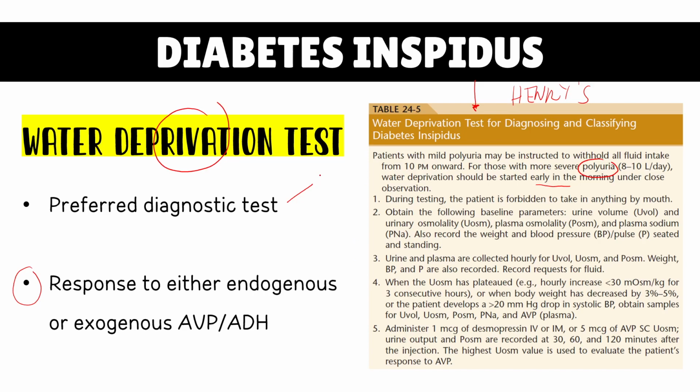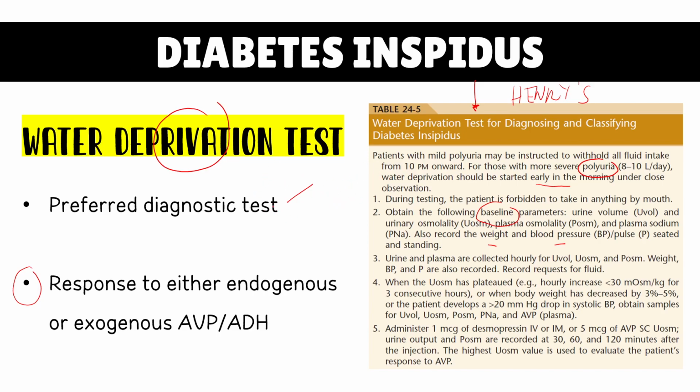And of course, we need to get a baseline. So, kunin yung volume ng urine and osmolality, even your plasma osmolality, and including your plasma sodium, and then record the weight and blood pressure or pulse, seated and standing. And then urine and plasma are collected hourly and tested with those parameters.